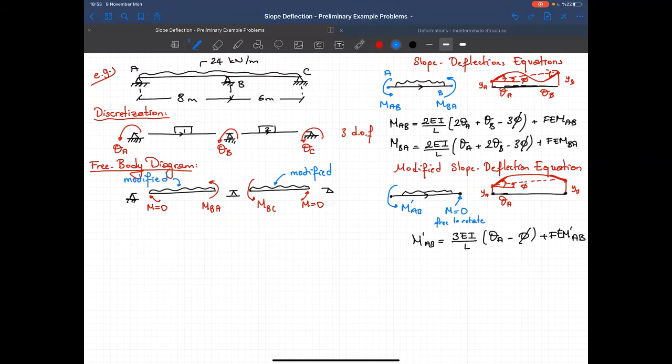Okay, so basically, if you think about it, if I use the modified equation for this member, instead of using this boundary condition, I'm using the moment equal to 0 information. Okay, and the same thing holds true for the second member. Instead of using the value of theta C, I'm using the moment equal to 0 information. Now after doing that, I have to write down the slope deflection equations.